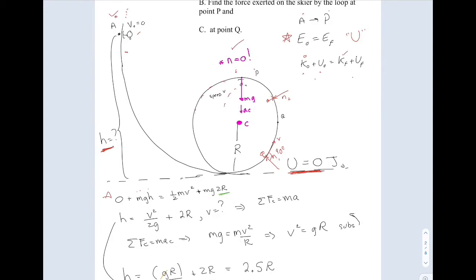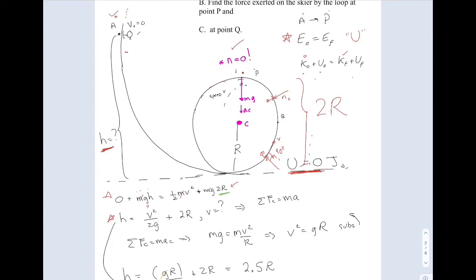Final kinetic is 1/2 mv squared. The final point's up here, so 1/2 mv squared. And then final potential energy is mg times the height at P. Well, their height is a radius plus another radius. So that height is 2 times the radius, or the diameter. That's where that came from. And I cancel out the m's, I have an m everywhere. Divide by g. Careful of the algebra. So this gives me the height.